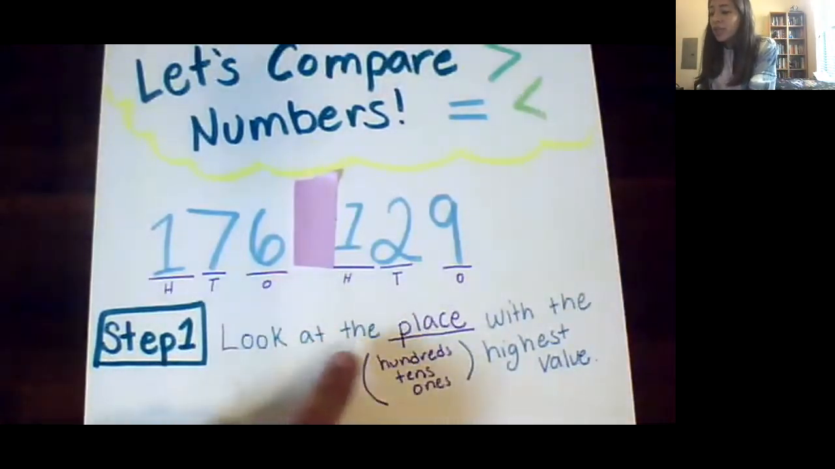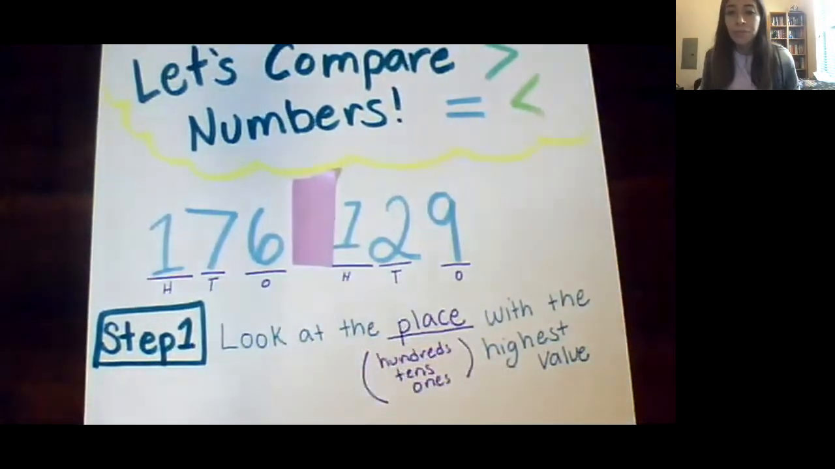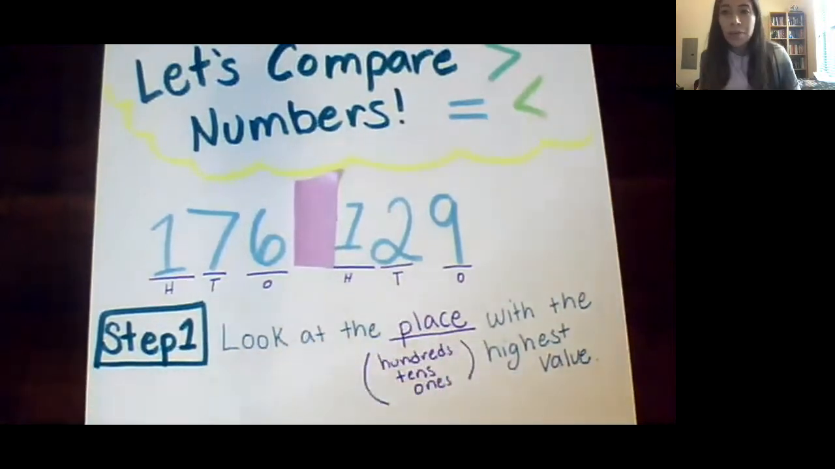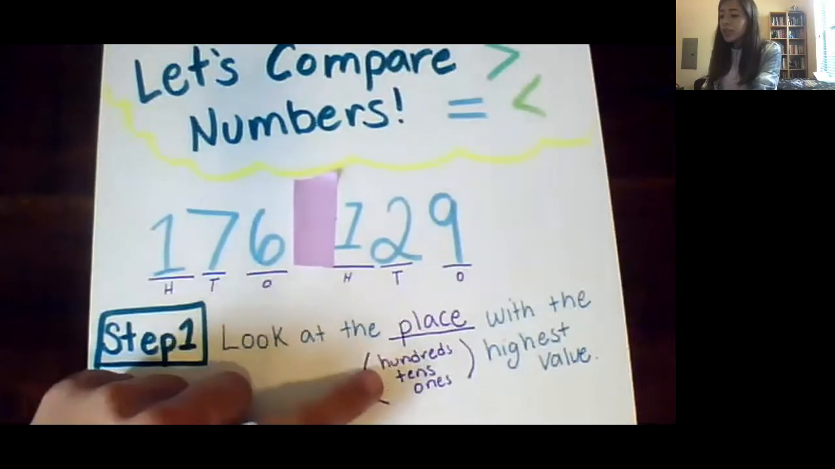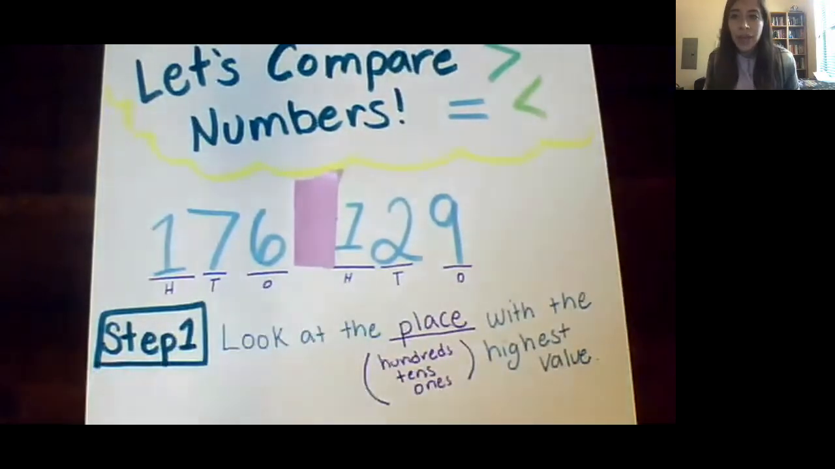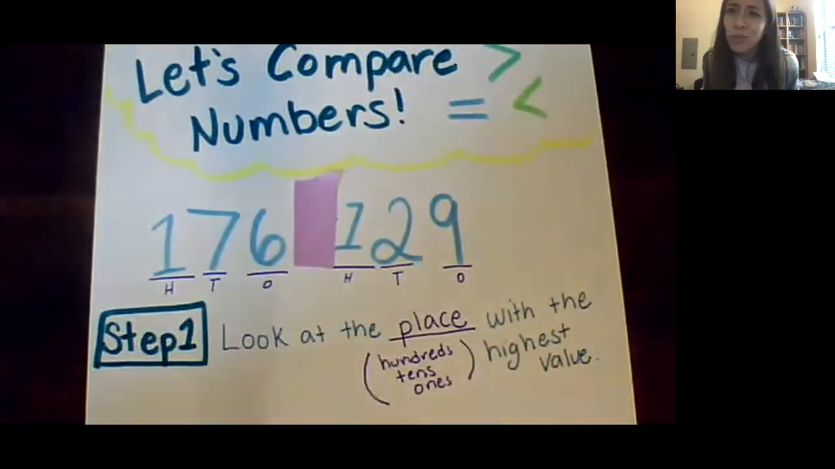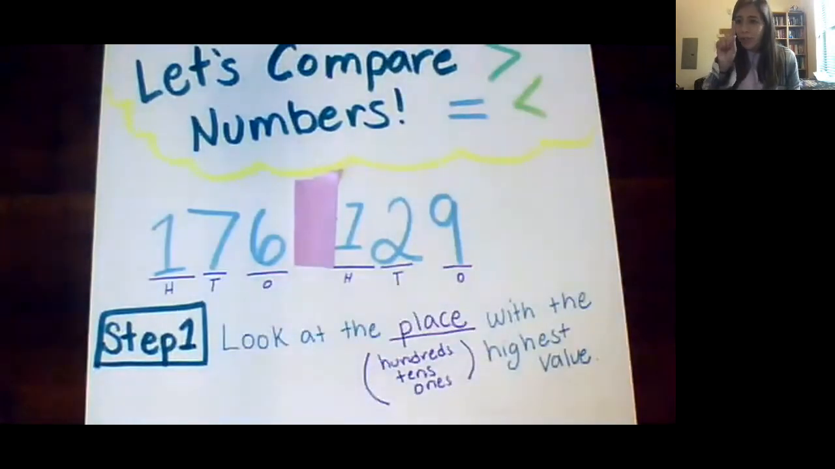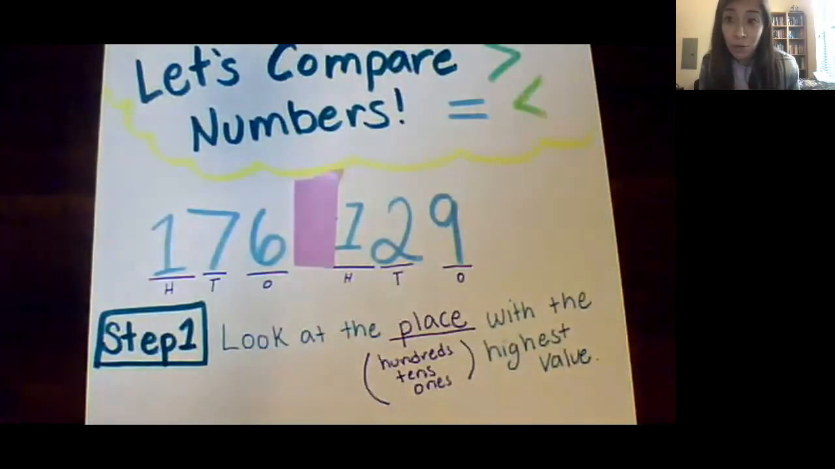It says, look at the place with the highest value. Now, the place is talking about the place value. So what that means is our hundreds, tens, and ones. We want to pick which one is bigger. So which one is bigger? The ones place, a little 1, a stick of 10, or a block of 100? If you said the hundreds place, give yourself a pat on the back. Nicely done. So you're always going to start at the hundreds place, okay?